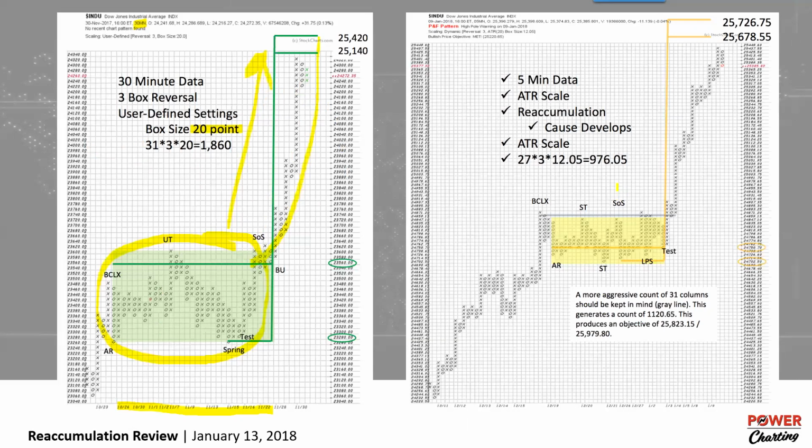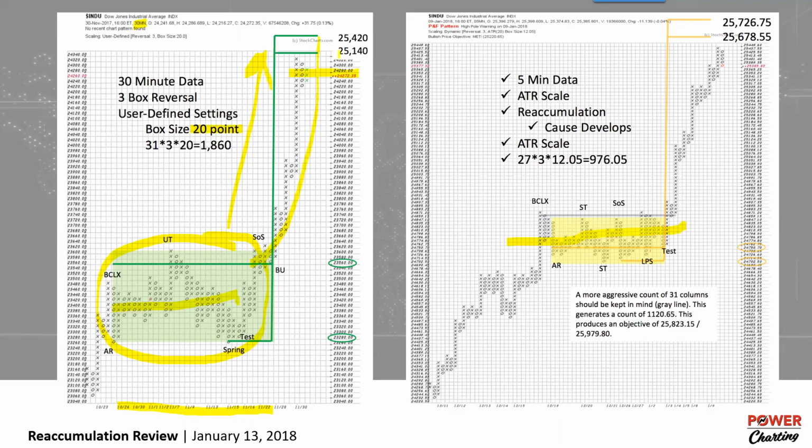Well, notice this. Now we go down, this is 5-minute data. So we're looking at a classic reaccumulation structure on the 5-minute data, and this is in December. This area right here produces a reaccumulation on a smaller scale. Here's 30-minute data, here's 5-minute data, and we run up and look at how these two counts confirm each other.